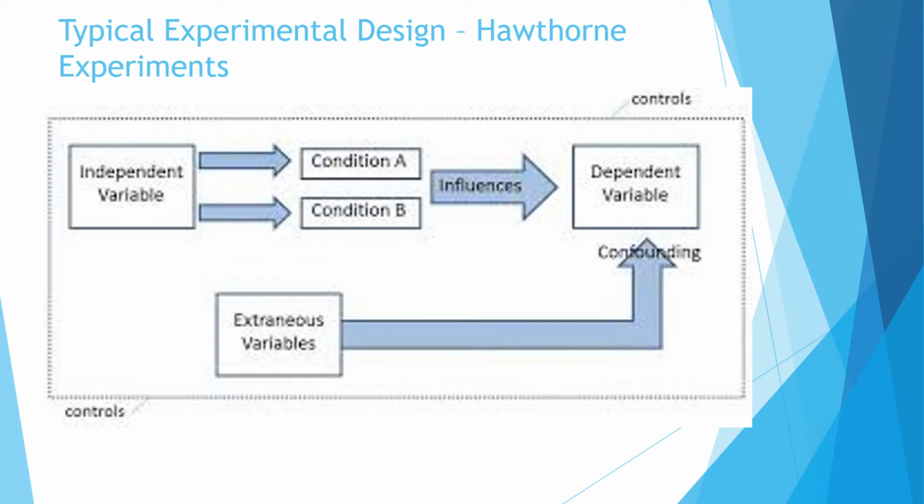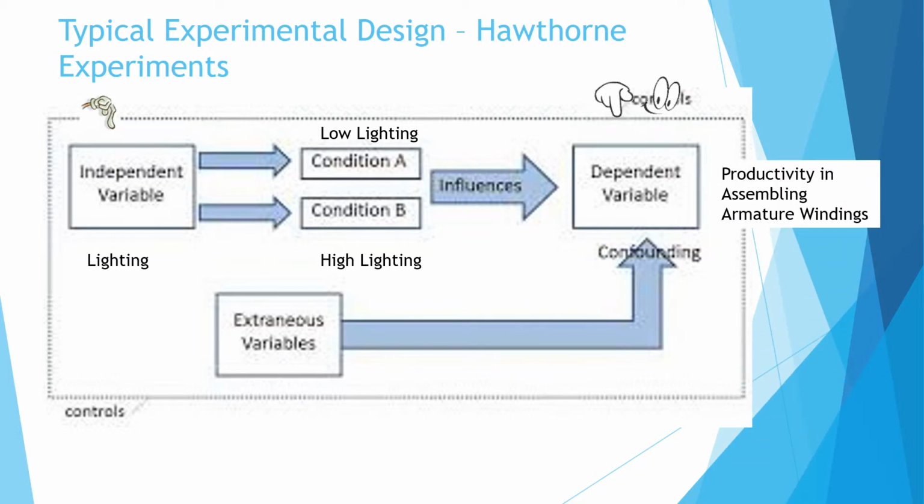Okay, so in this case, the independent variable the researchers worked with was lighting, although they used other things like temperature and things like that. But basically, they were trying to determine whether the level of lighting, which they could control as the independent variable, they could set it low or they could set it high, whether that had an effect on the dependent variable, which was the productivity the workers achieved in making these armatures.